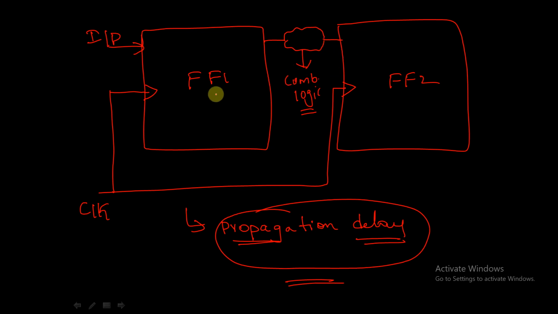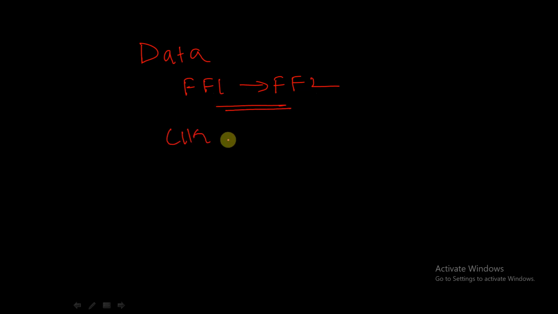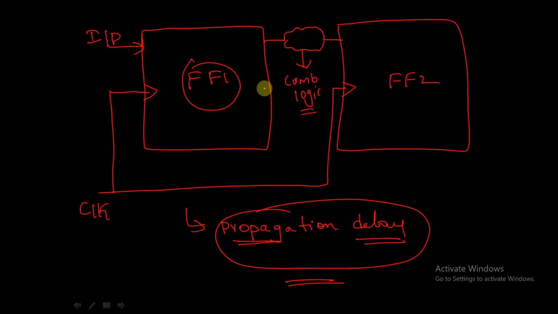Now, the data is flowing from flip flop 1 to flip flop 2. The clock is also flowing from flip flop 1 to flip flop 2. Now we will not consider the case of skew. We will only consider what is happening here now.